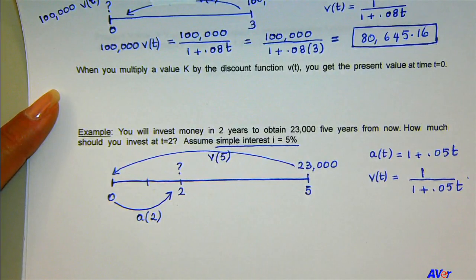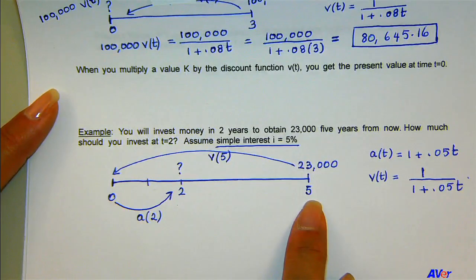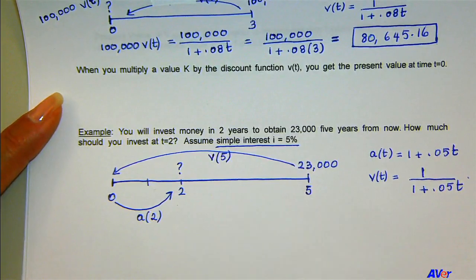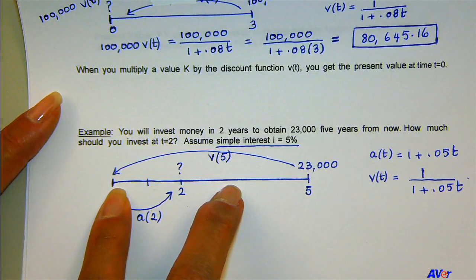Follow me? So you would have to put more money in at time 2 to acquire $23,000 than you would have to put in at time 0 to take out at time 3. Even though this is 3 years, and this would also be 3 years, from time 0 to time 3. But you would need to put in more money at time 2 than you would at time 0, even though the interval is exactly 3 years. How do you like that?